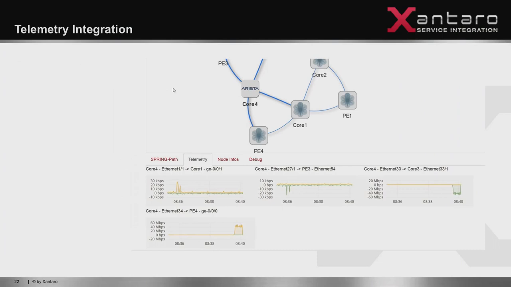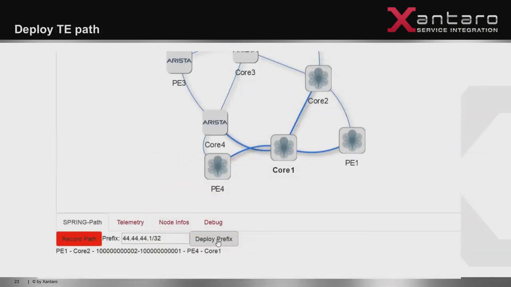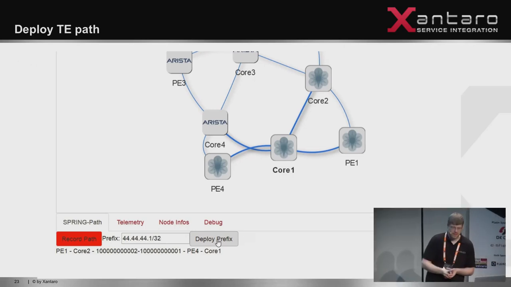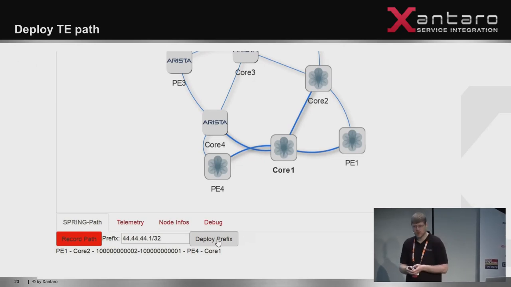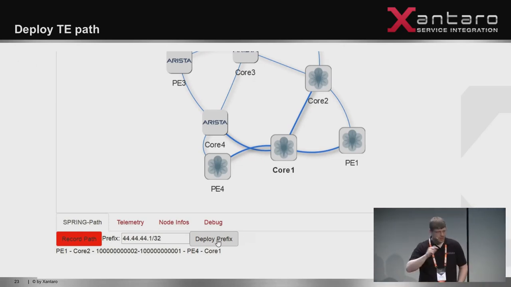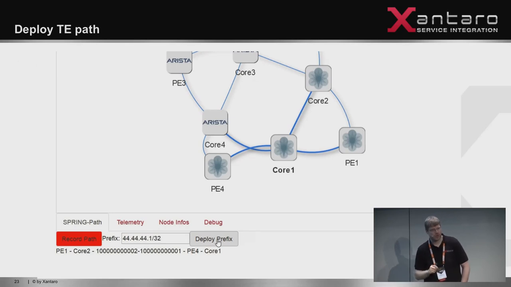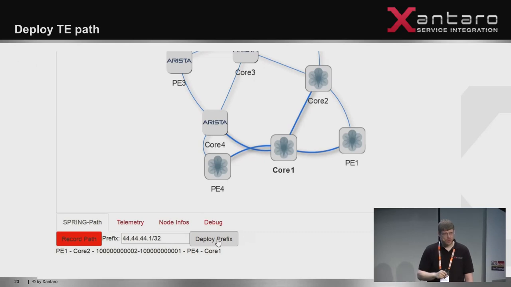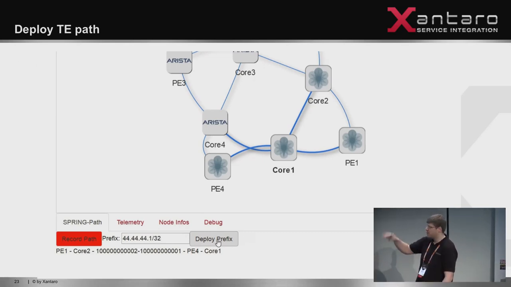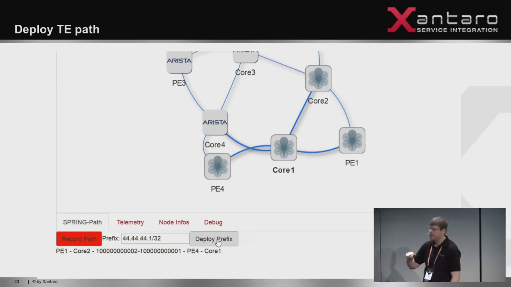The real meat and the real use case for that is that we can now build a traffic engineering path. There is a small app, and you click on record path. Of course, it then turns red, because everything which gets recorded has to turn red at one point. What you then do is visually select the nodes and link segments in your topology along which your new traffic engineering path should run. You provide the prefix that you want to program, in that specific case just an arbitrary /32, which we need to forward in a different way. Then you click along the line.